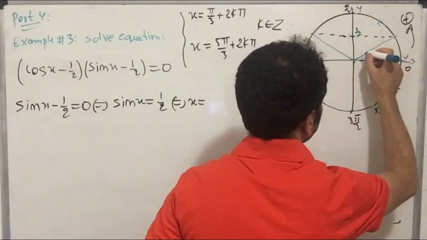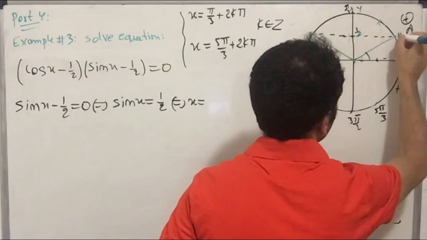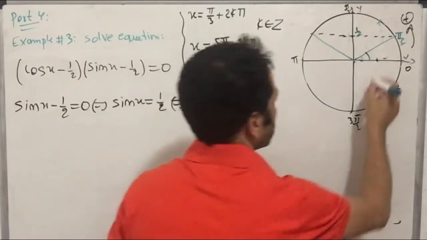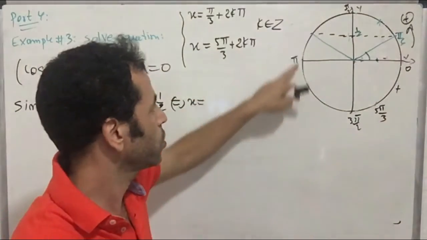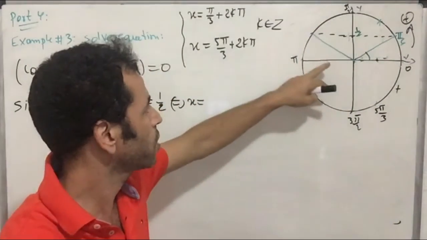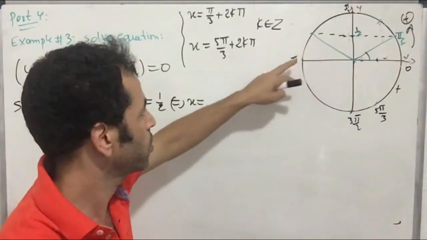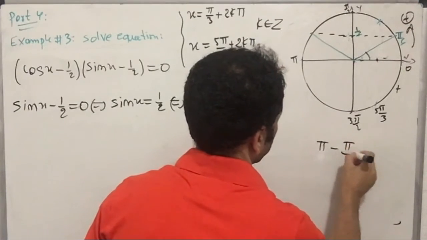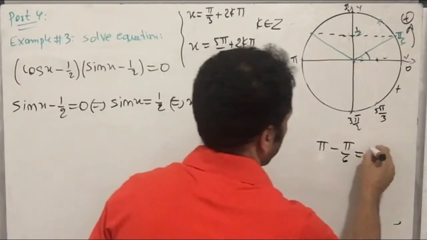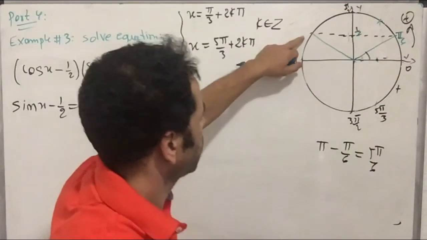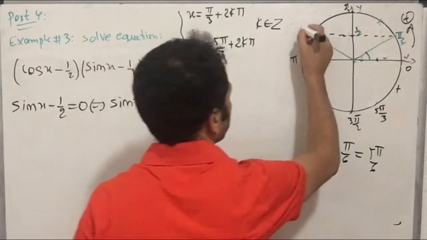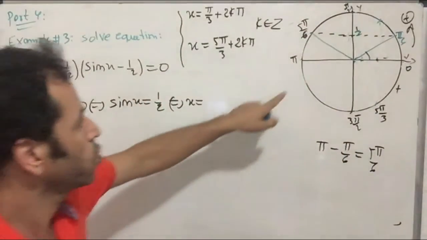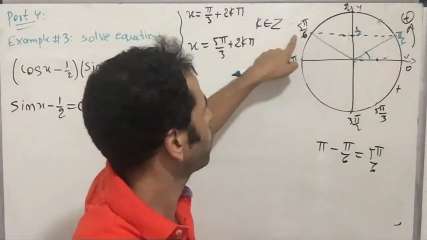We'll have this angle. This is pi over 6. To find this one, you have to use the theorem pi minus theta, that means pi minus pi over 6, which is 5 pi over 6. So at this point we have 5 pi over 6. That means this equation has two solutions: pi over 6 and 5 pi over 6.